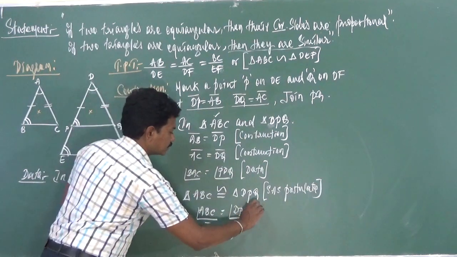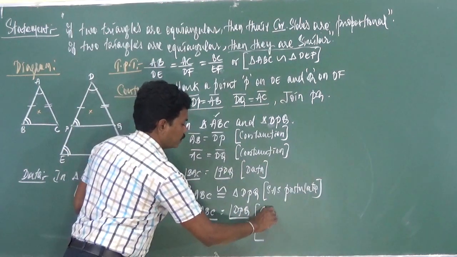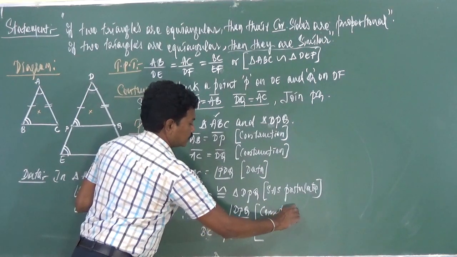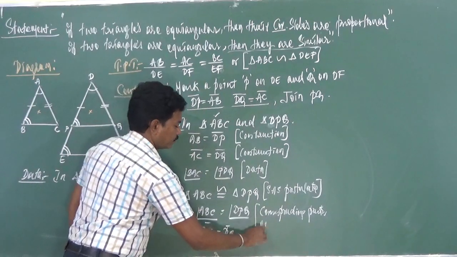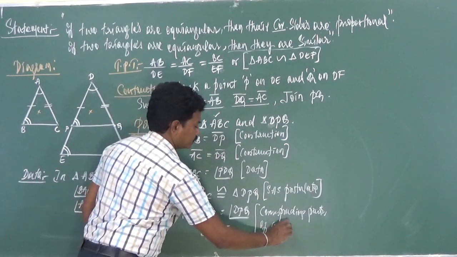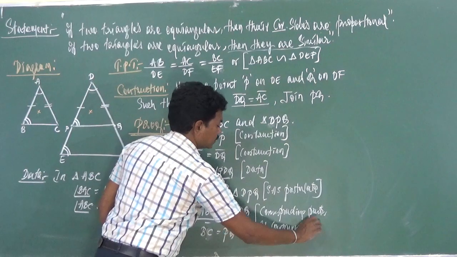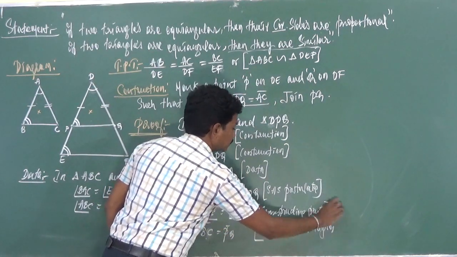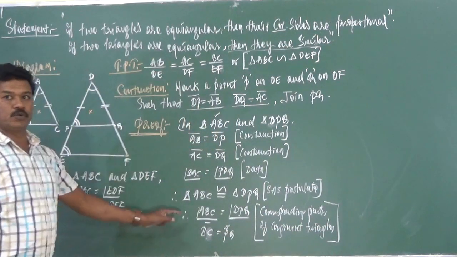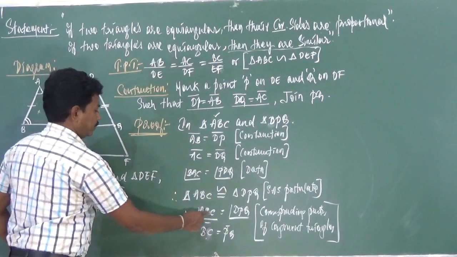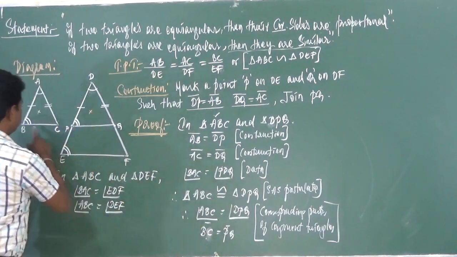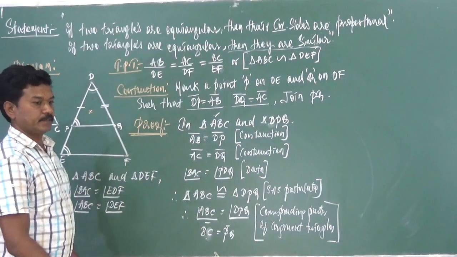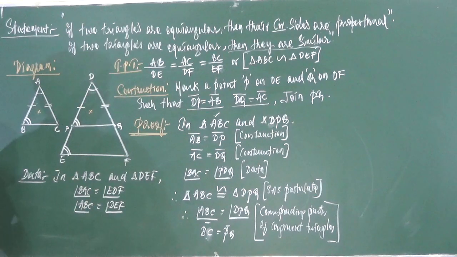Right? So this is according to corresponding parts of congruent triangles. Corresponding parts of congruent triangles. I have taken two elements in it. One is angle ABC, angle ABC is equal to angle DPQ, and BC is equal to PQ. Now, 75% of the theorem is over.